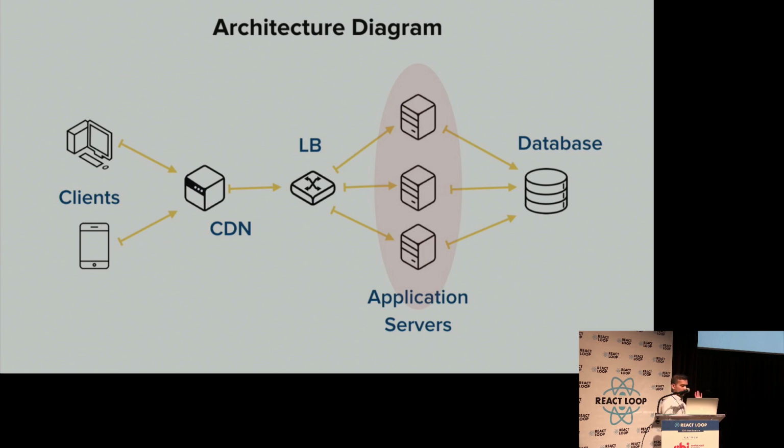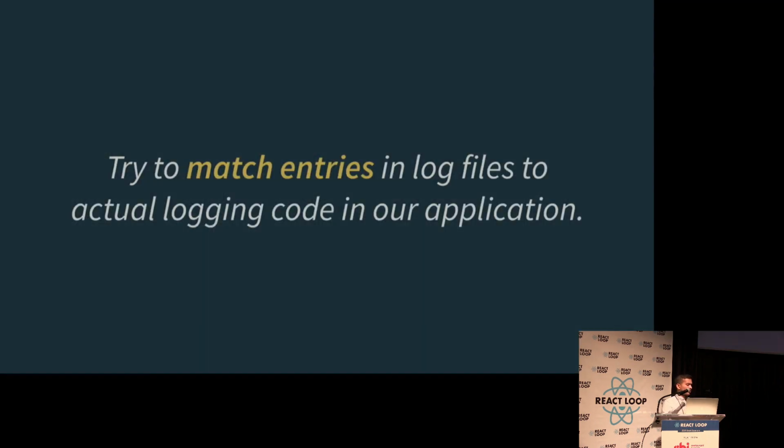So here are our production application servers. These servers are handling requests from actual users. So we can't just edit the code on them directly or apply breakpoints or anything like that. What we can do, however, is try to match entries in the log files to actual logging code in our application. This way we can see what code was executed or what functions were executed.